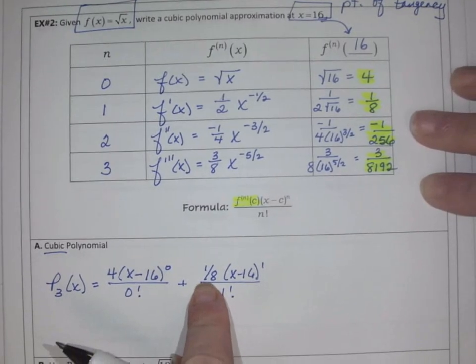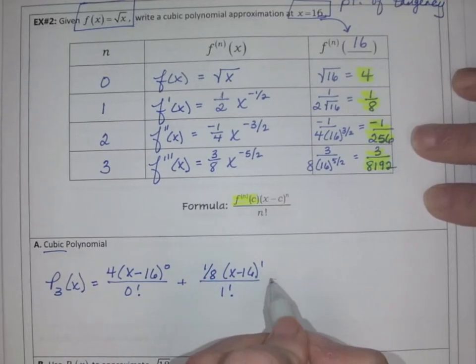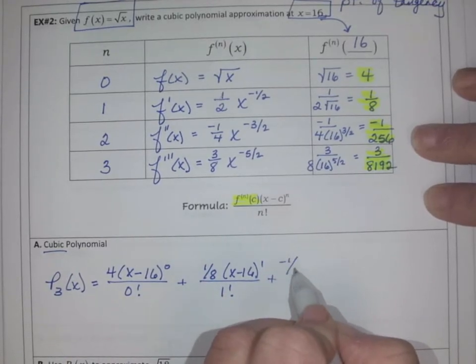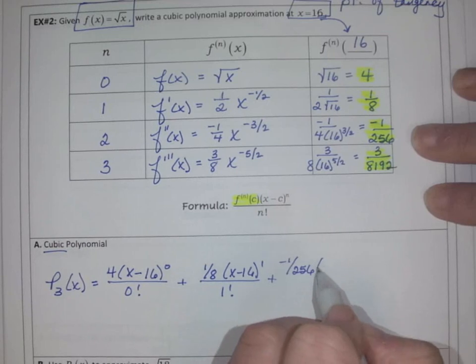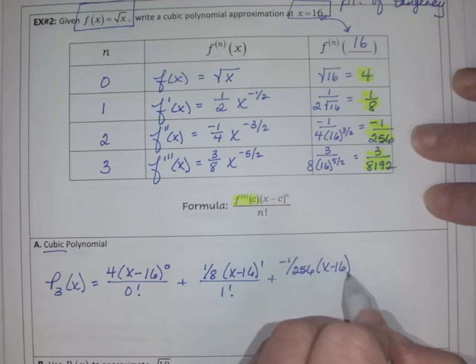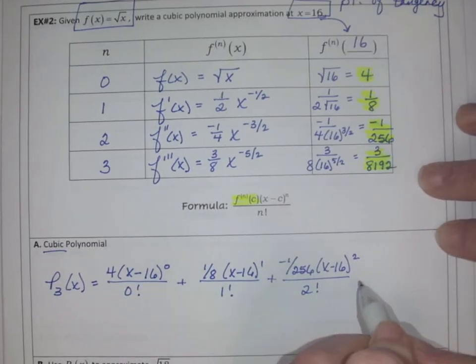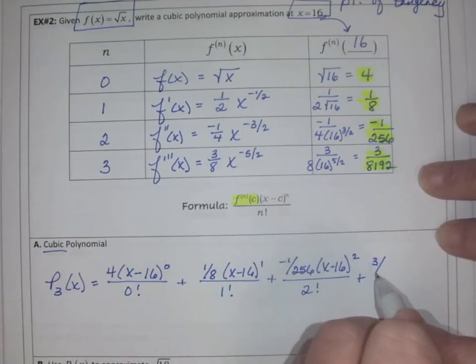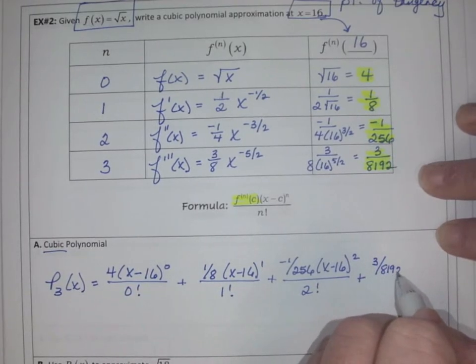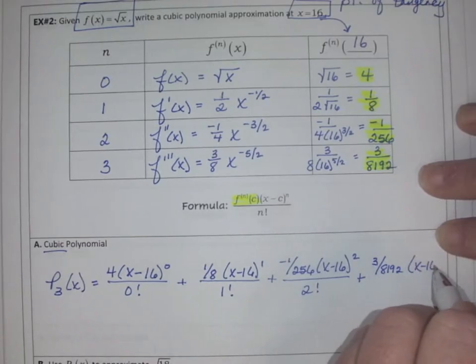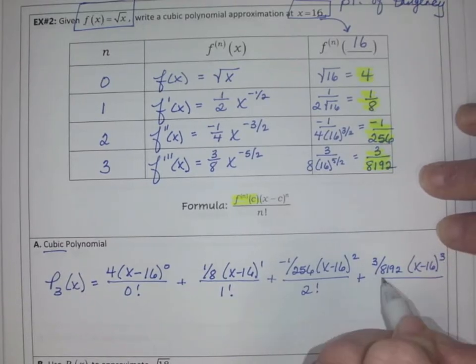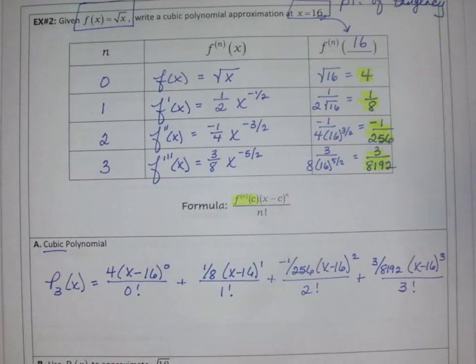And then we have a plus, then we have a 1/8 times x minus 16 to the first power over 1 factorial. I don't even want you to worry about moving that 8 into the denominator. Leave that derivative up top. Then we have plus a negative 1 over 256 times x minus 16 squared over 2 factorial. And then finally, plus 3 over 8192 times x minus 16 cubed over 3 factorial. And that would be our Taylor polynomial.